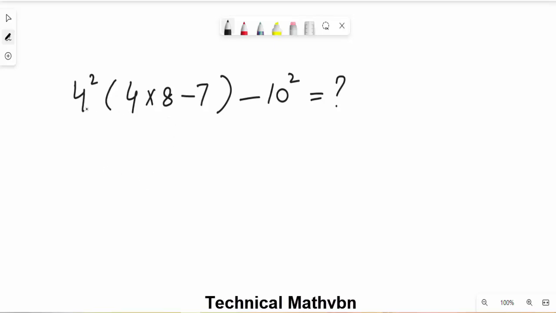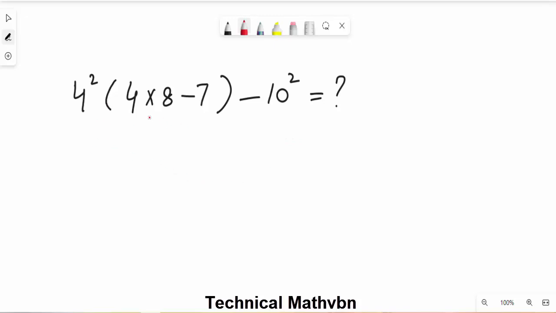In this video we will do this question with the help of a specific rule, DMAS, or bracket of DMAS. The question is 4 square into 4 multiply 8 minus 7 in brackets, minus 10 square. So this is the question, and keep in mind you have to follow the rule while solving this question.